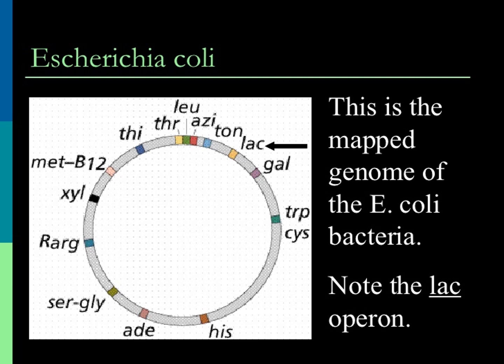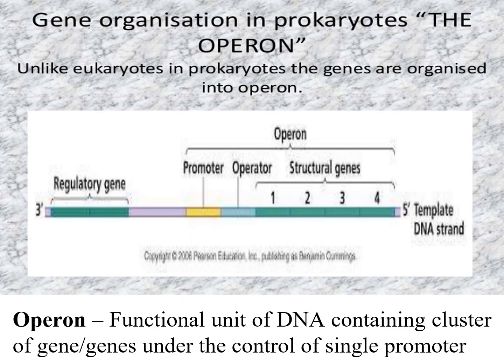Here, you can note the Lac operon. This Lac operon is expressed under the control of different genes. So what is an operon? An operon is nothing but gene organization in prokaryotes. Unlike eukaryotes, in prokaryotes the genes are organized into operons. If you see the structure of the E. coli genome, you can easily find the operon concept: most of the groups of genes are present under the control of a single promoter. But if you see the eukaryotic genome, there is no operon.